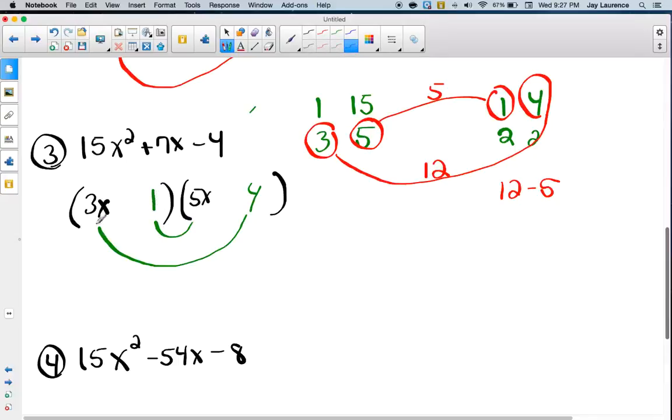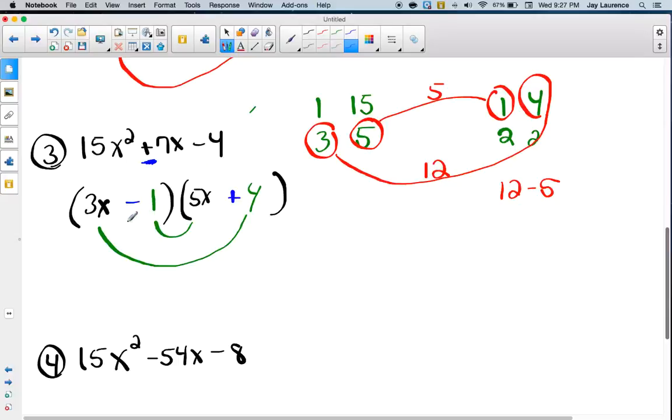Now, which is going to have the larger product? The little loop or the big loop? Well, the big loop, right? So the big loop has to get this sign. It has to be the positive one. Because if it was the negative one, I wouldn't get a positive 7x. I'd get a negative. So then by default, I'm going to have a negative there. And there you go. You can check this by double distributing.